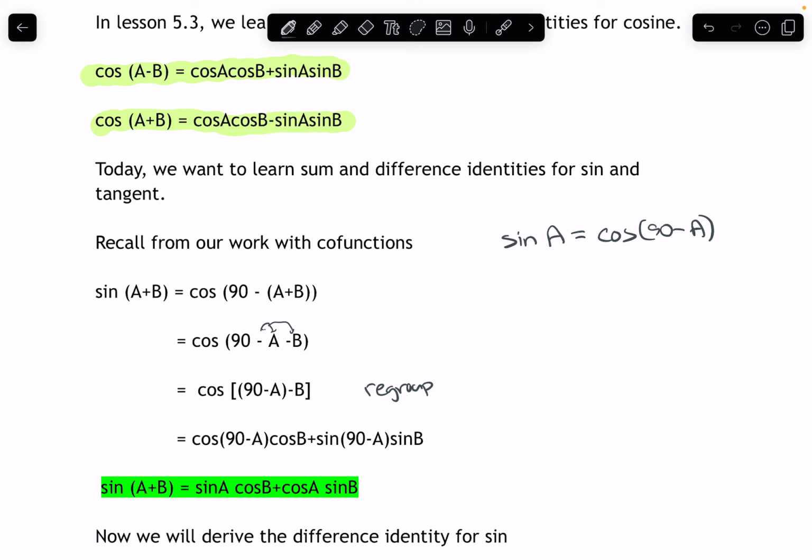And then we can use our difference identity for cosine that we had yesterday. Cosine of 90 minus a, cosine of b, plus sine of 90 minus a times the sine of b. And then our cofunctions, remembering that the cosine of 90 minus a is the sine of a, so that's just making a substitution. And the sine of 90 minus a is the same as the cosine of a. So we make a substitution there, and we get the new identity, the sine of a plus b equals sine of a cosine of b plus cosine of a times the sine of b.